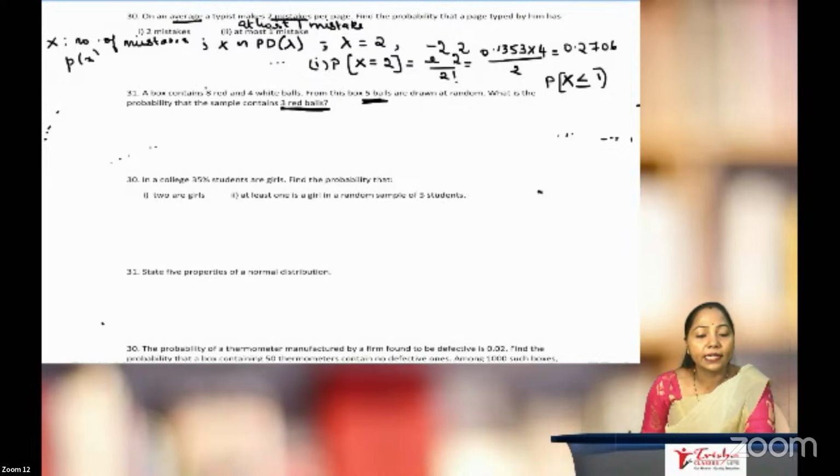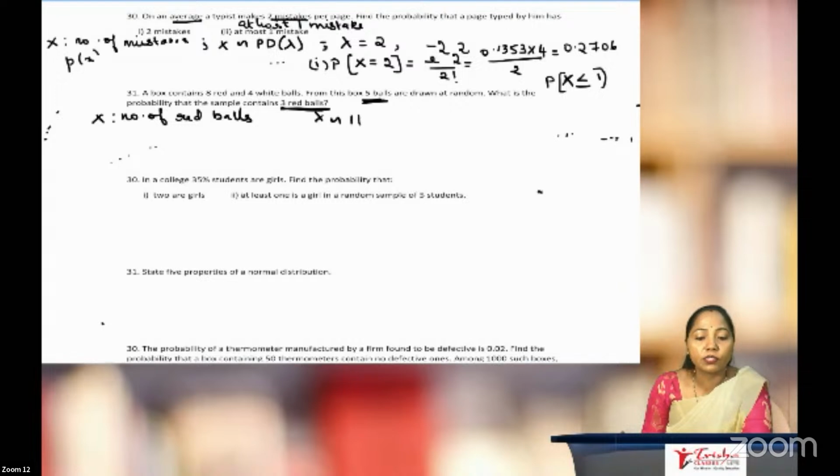A box contains 8 red and 4 white balls, 5 balls are drawn. Yes, hypergeometric distribution. N is given, and 2 categories are given. So it is hypergeometric distribution. What is the probability we are interested in finding? What is our X? X will be the number of red balls.